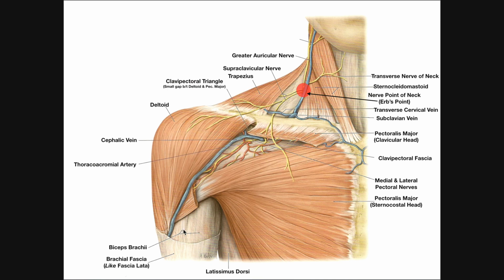Down here, we can see the biceps brachii muscle. There's some fascia overlying it, and that's the brachial fascia. The brachial fascia is really just the fascia of the arm. It's very similar to the fascia lata of the leg, okay? That is the thigh. And when it gets to the elbow, it'll become the cubital fascia, and when it gets to the forearm, the antebrachial fascia. And here's latissimus dorsi that we can see a little bit anteriorly.